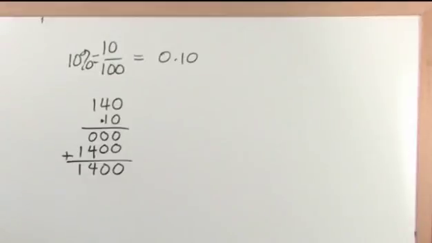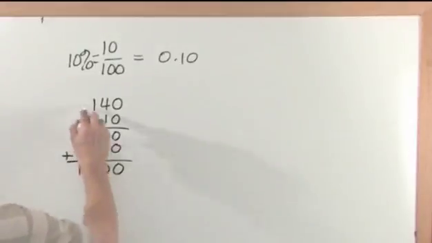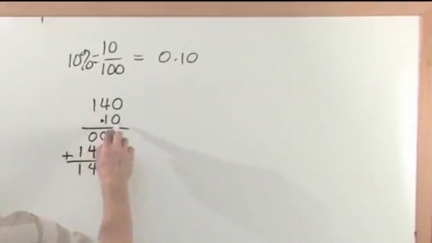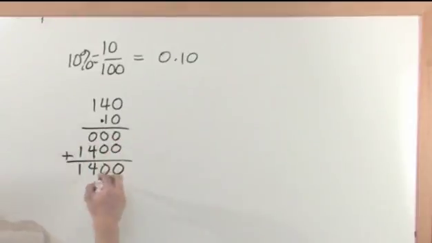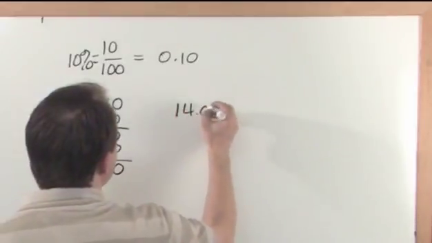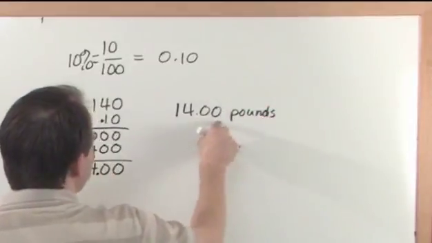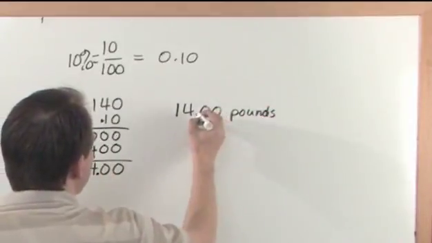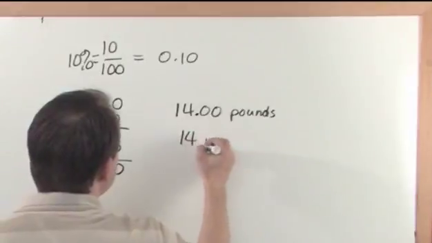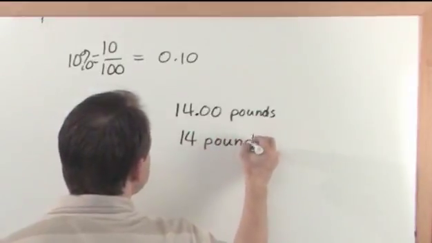And then I need to figure out where to put my decimal. There are no decimals here. And I've got a decimal here with 2 places after the decimal. So I have to have 2 places after the decimal in my final answer. So I lost 14.00 pounds. Okay? But these two digits after this decimal point really don't add anything, so I've just lost 14 pounds. These two things mean the same thing.